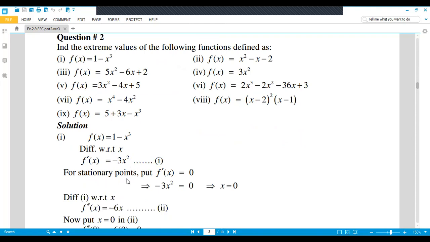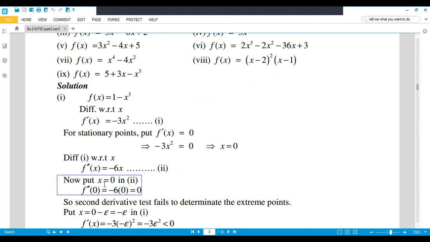Now for the stationary point, what will you do? You put the first derivative equal to 0. You take minus 3x square equal to 0. Minus 3 multiplied here, shifted to the other side, divide. So x square equal to 0. When you take the square root, x equals 0. Now differentiate again the first derivative. You find the second derivative. Here the power will come as the coefficient. So 3 2s are 6. And from the power you subtract 1, 2 minus 1, x. So minus 6x we get.